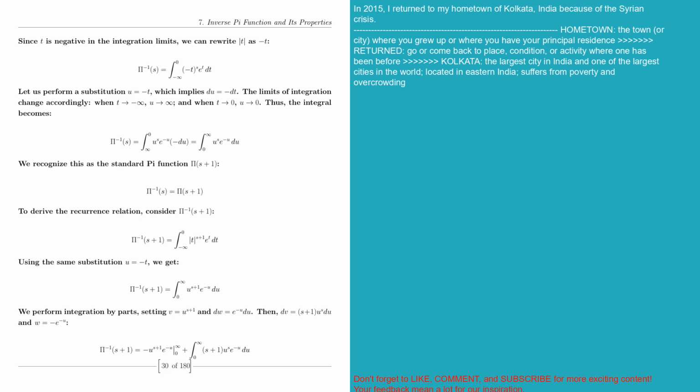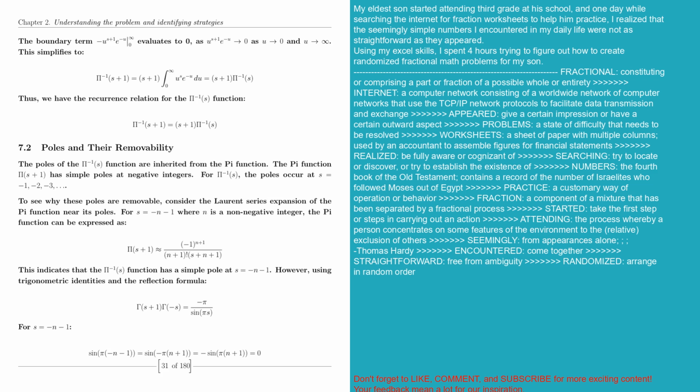In 2015, I returned to my hometown of Kolkata, India because of the Syrian crisis. My eldest son started attending 3rd grade at his school, and one day while searching the internet for fraction worksheets to help him practice, I realized that the seemingly simple numbers I encountered in my daily life were not as straightforward as they appeared. Using my Excel skills, I spent 4 hours trying to figure out how to create randomized fractional math problems for my son.